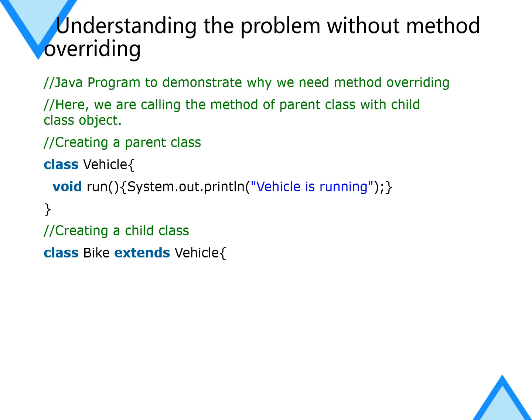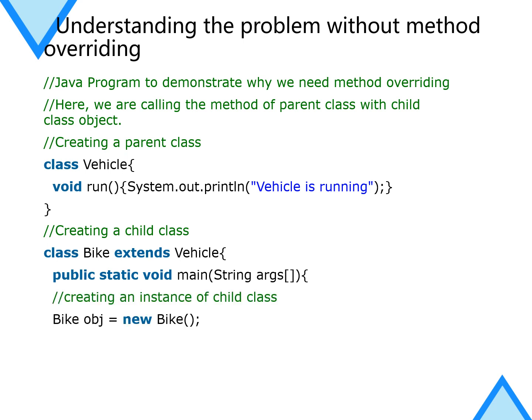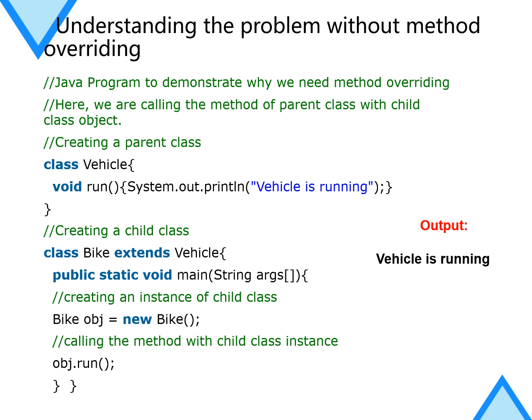We have a subclass Bike which extends the Vehicle class, and here we have the main method and one object, new Bike, and we are calling the run method through the object of the subclass. So it will show the message "Vehicle is running."